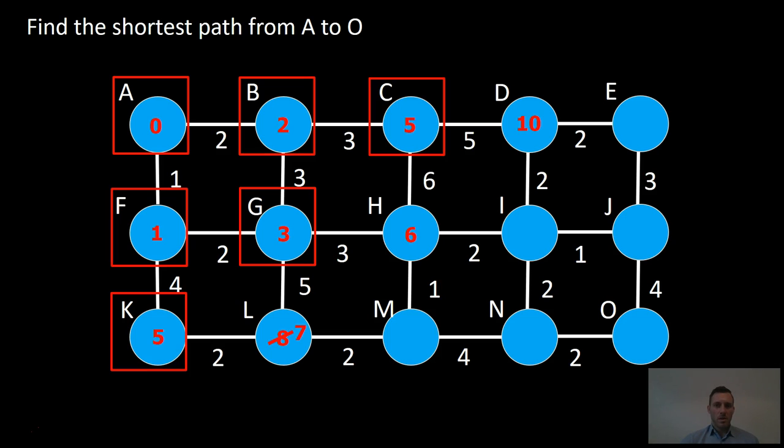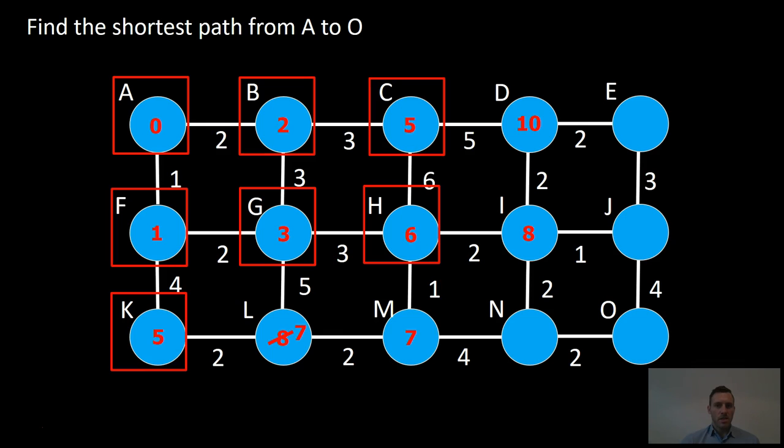Again, we choose the least of all unboxed nodes on the graph and make it permanent by boxing it. This time it's H. So now we consider all of the unboxed nodes connected to the node we've just boxed. That's I and M. We label them with the minimum weight from the starting node via the set of boxed nodes. For I, it's going to be 8, 6 plus 2. For M, it's going to be 6 plus 1, which is 7.